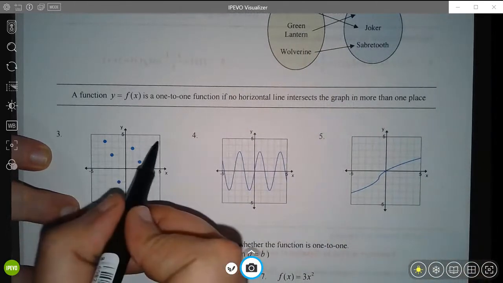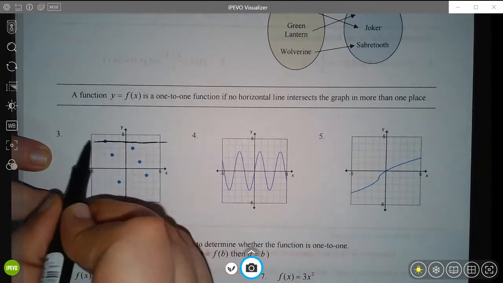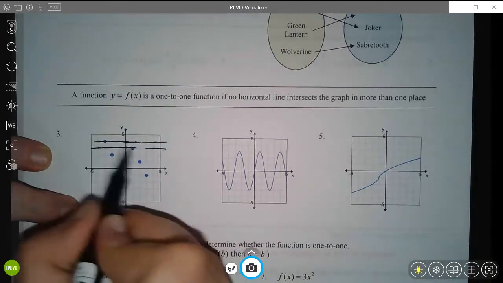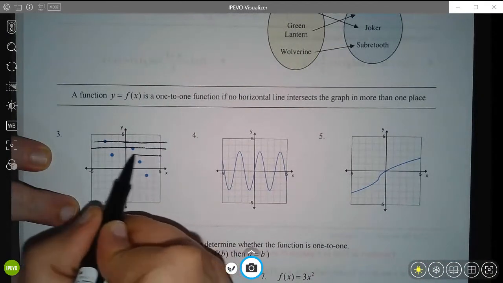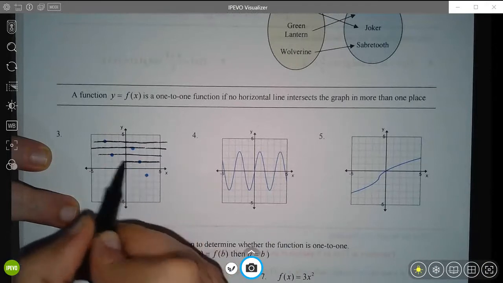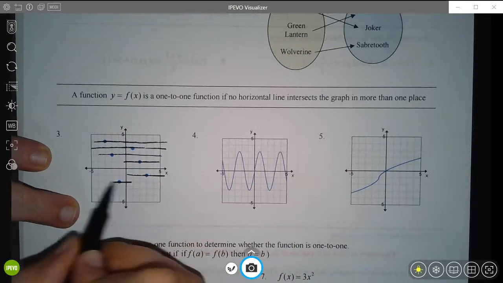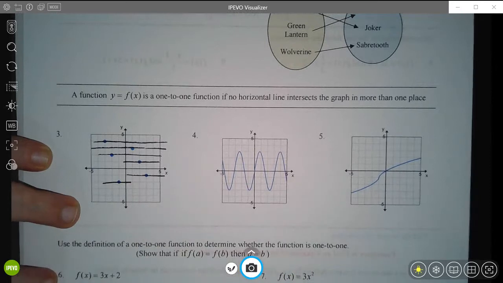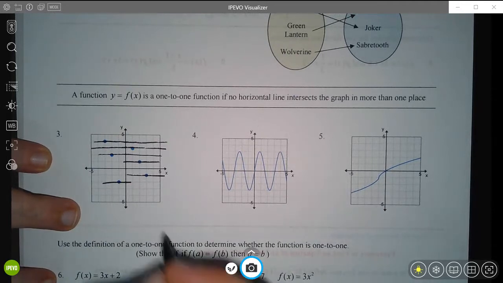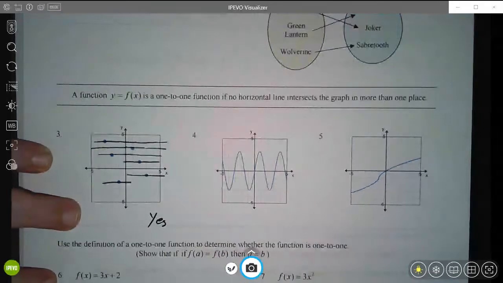So if I draw a line through this point, and for that point, and so on and so forth, it will be clear to see that each point, since it's on its own line, they will never intersect more than one point. So is this one 1-to-1, yes or no? So yes. 1-to-1. What about that one?